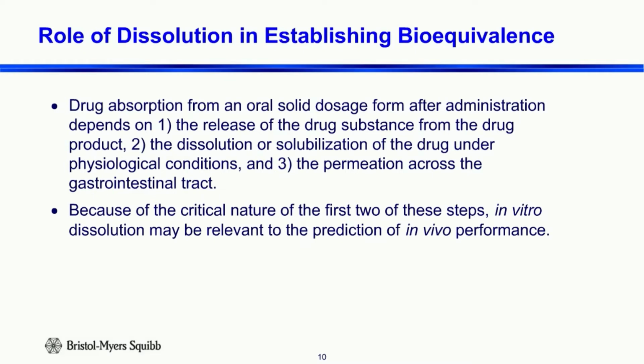So now let's get into the dissolution part of it, right? The role of dissolution in establishing bioequivalence. For an orally administered drug, it goes through three major steps to be absorbed by the body and to be efficacious. First of all, it has to release the active drug substance. For example, for tablet form, this is often referred to as disintegration. Then it has to be dissolved or solubilized in physiological conditions. And the last step is permeation across the GI tract. The first critical step can be simulated by a dissolution test. That's why dissolution can be used to waive bioequivalence study requirements.